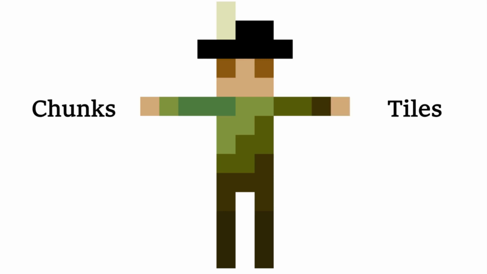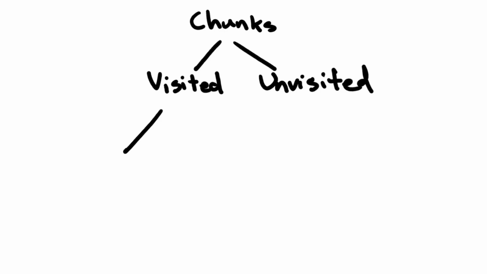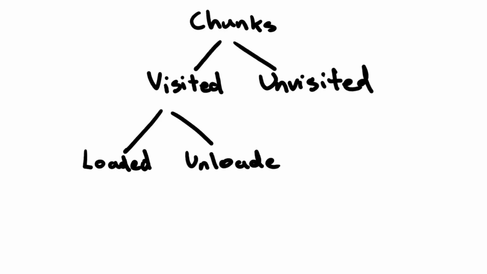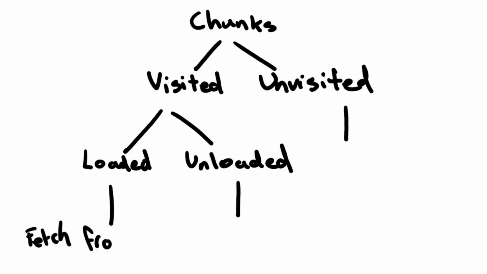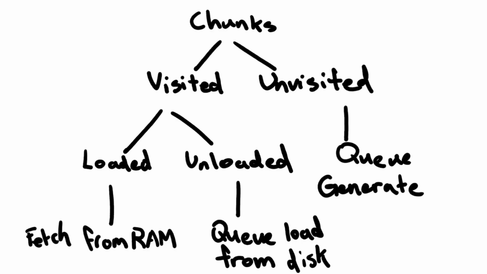Now, a brief recap. Remember guys, we got chunks and we got tiles. Chunks are either visited or not visited. Visited chunks are either loaded or not loaded. When you need to render a visited loaded chunk, you straight up fetch it from memory. When you need to render a visited unloaded chunk, you need to queue it up to load from disk. When you need to render an unvisited chunk, you need to queue it up to generate from the world seed and its coordinates. Simple, really. But once you've implemented this, you can flex on your peers about how you've essentially harnessed the power of infinity.